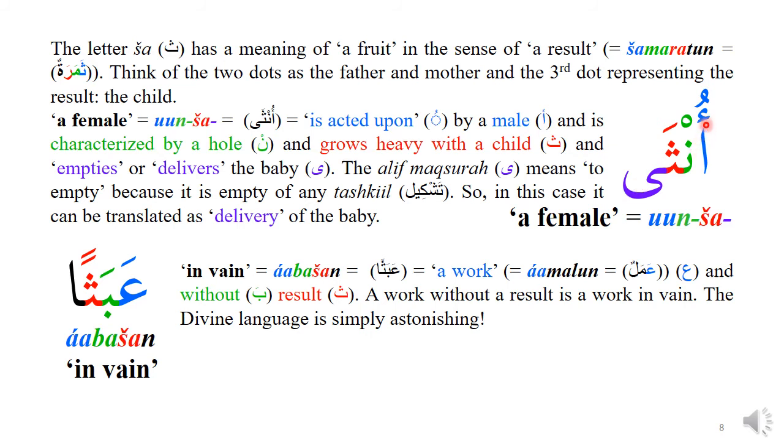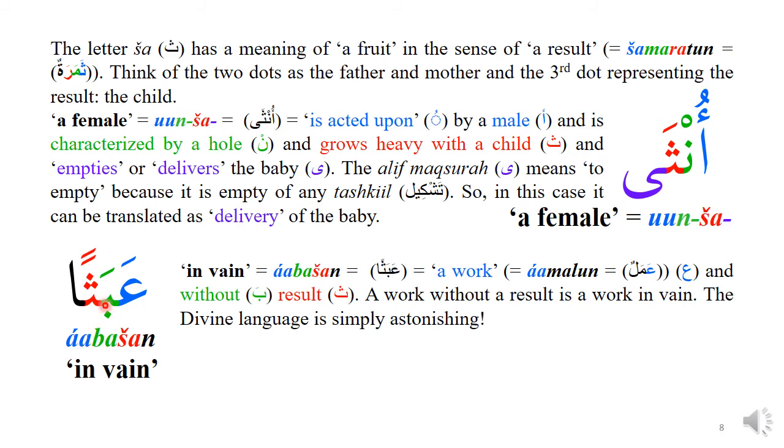So it makes sense for the unsa to say that it is a female, somebody who is worked upon by male and producing a result which it delivers.